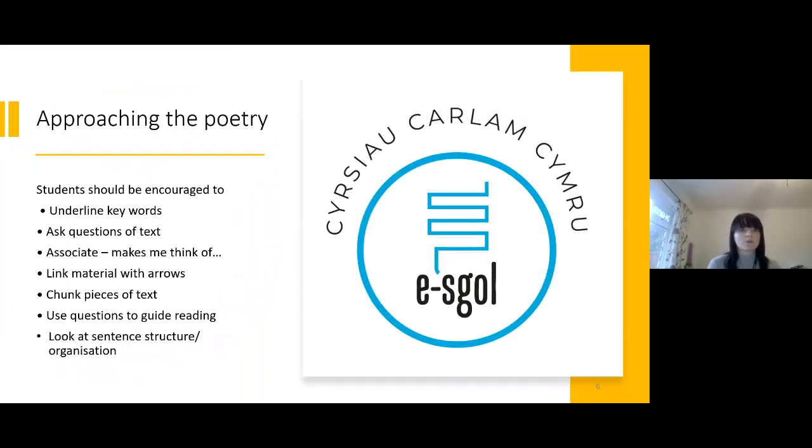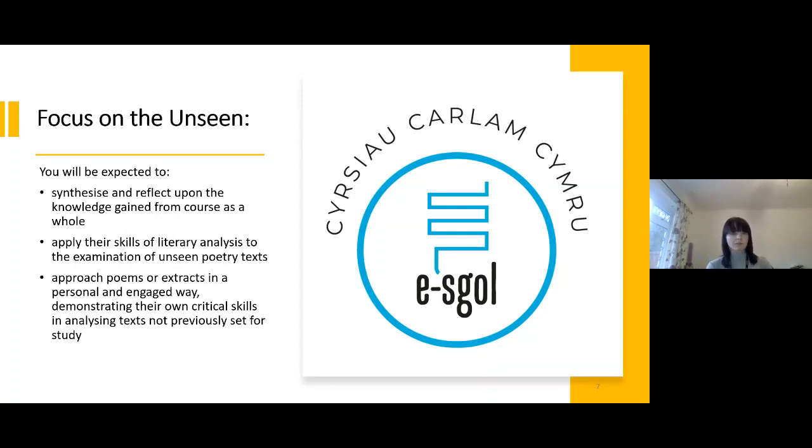So when you're approaching the poetry, you should be encouraged to underline the keywords, okay? Ask questions of the text. So what is it trying to do? Okay, so associate things like this makes me think of something, okay? So link any material that is similar with arrows. Look at chunks of text, so look at big parts of the text, okay, instead of just individual words and phrases all of the time. Use questions to guide your reading, so make sure you're aware of what your question is, and things like looking at sentence structure and organisation, so the way that the poem has been put together, okay.